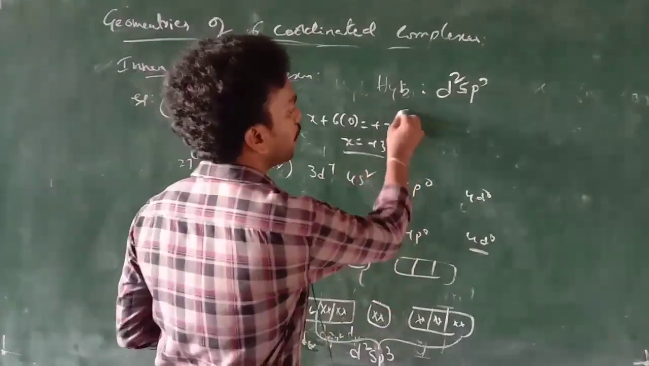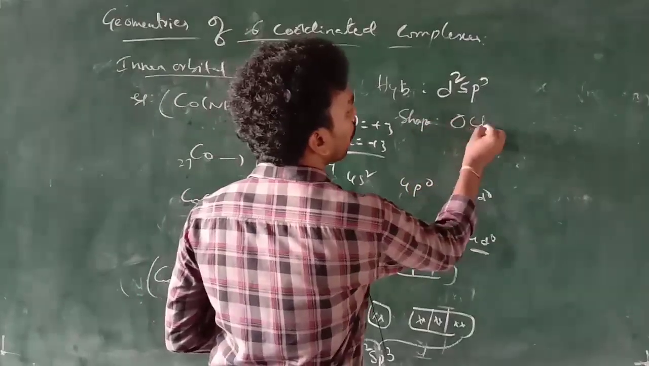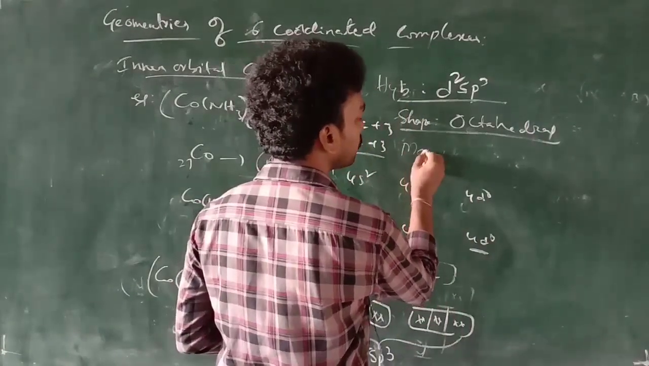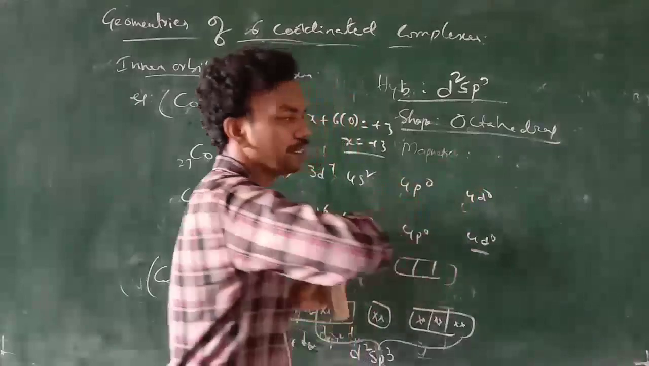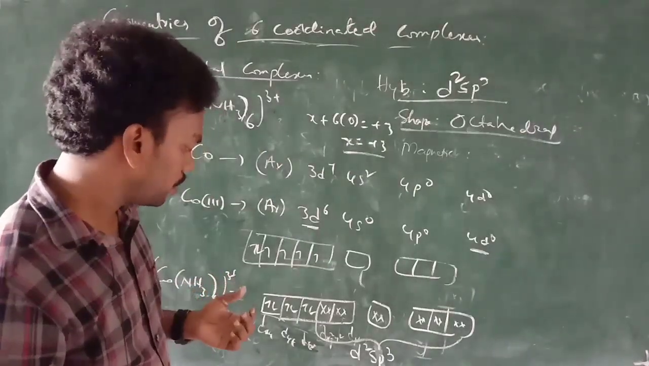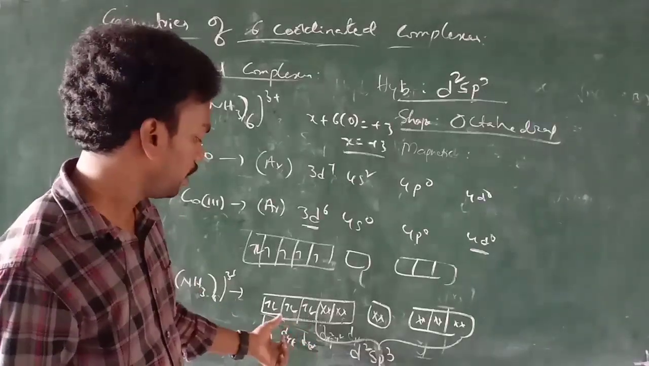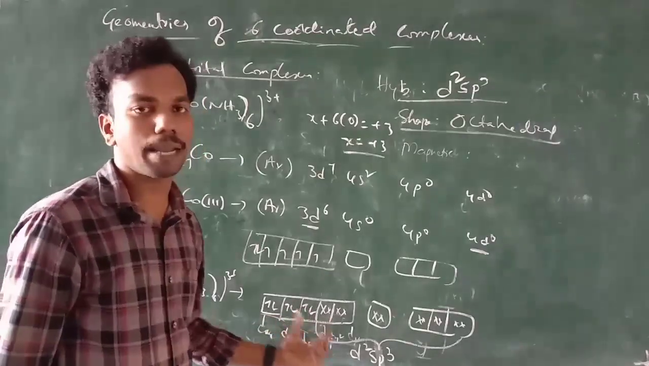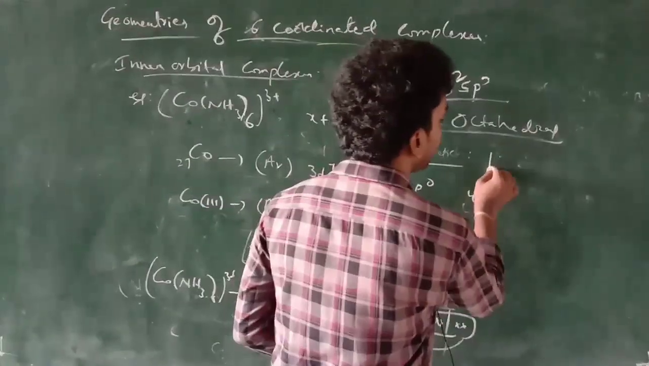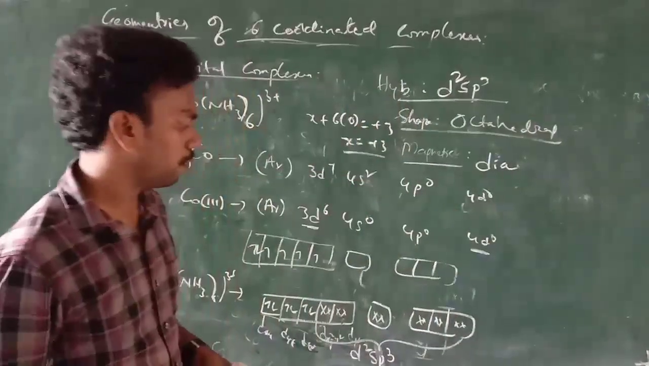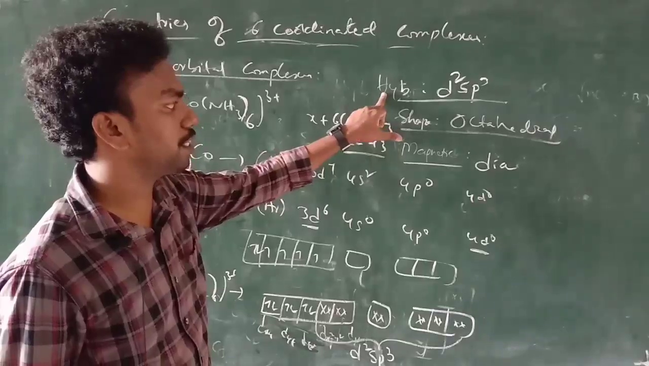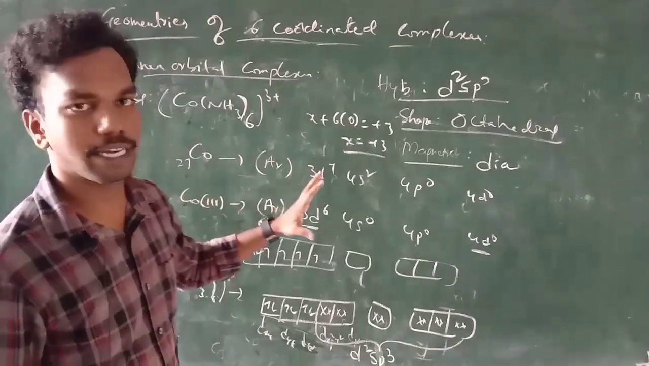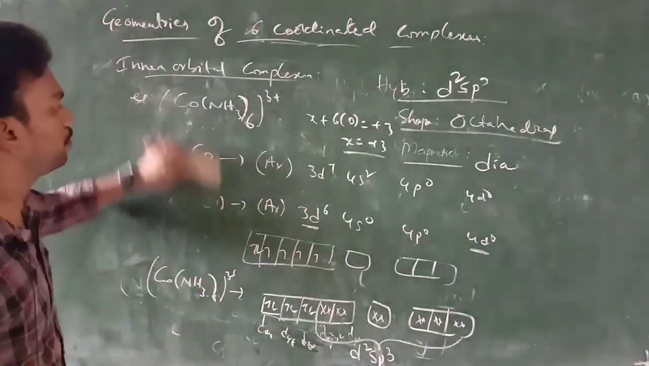The hybridization is d2sp3, and the shape is octahedral. Now the magnetic property: do we have any unpaired electrons? No, all are paired up. So this complex is diamagnetic in nature, because of no unpaired electrons. So hybridization is d2sp3, shape is octahedral, and magnetic property is diamagnetic. I hope everything is clear. Next, let's take another example for better understanding.